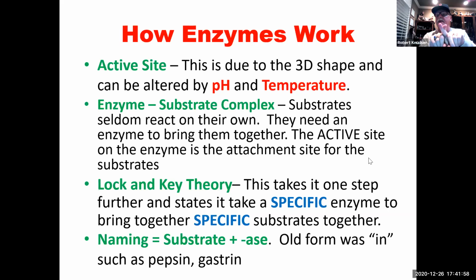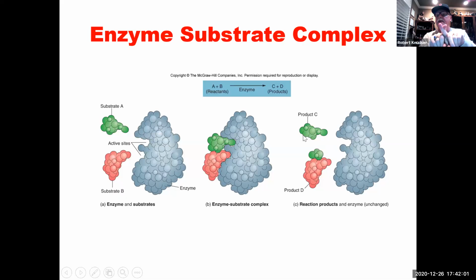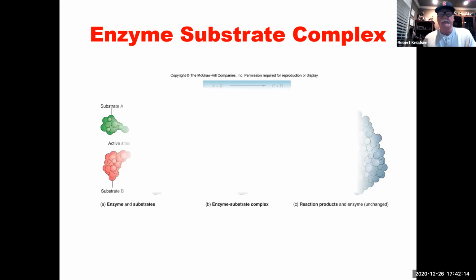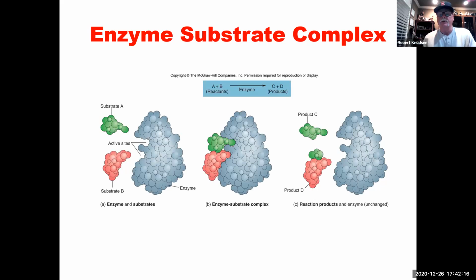So it takes an enzyme to bring two substrates together or to break them apart. If you make the arrows go the other way, you're breaking them apart. It requires an enzyme, and that enzyme has to be specific. So it's called the lock and key theory. And this is just showing you an arrow.